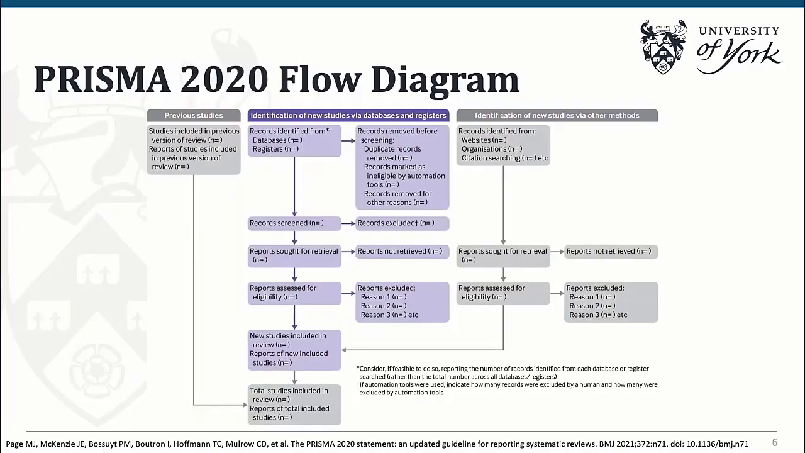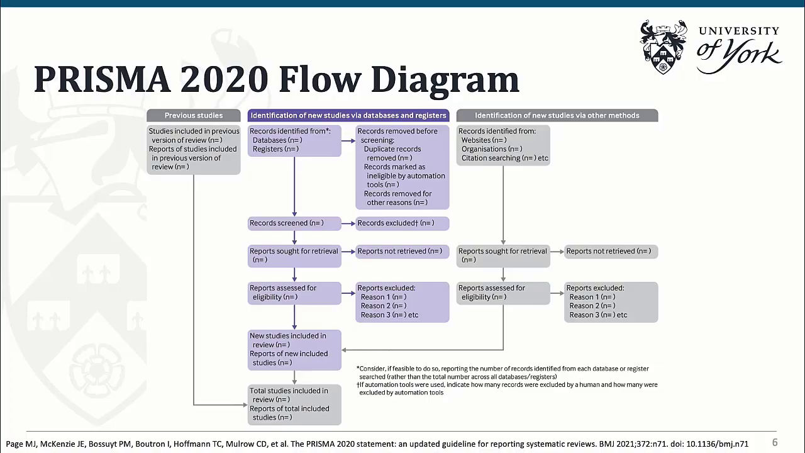Alongside the PRISMA checklist is the PRISMA flow diagram, which provides a graphical representation of the study selection procedure. The boxes in purple should always be reported. The boxes in grey should only be used if you're doing additional searches. For example, if you're doing citation searching or you're conducting an update of a previous systematic review.